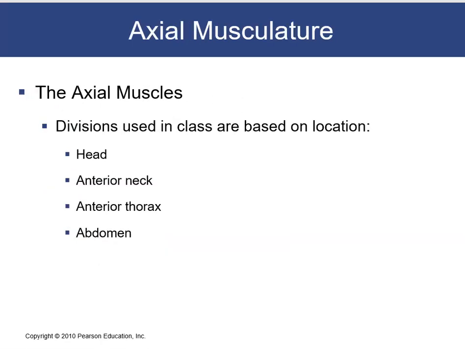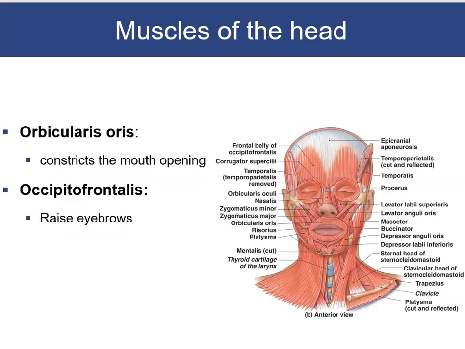So we're going to start with the axial muscles. And the division of the axial muscles are based on location. There are muscles of the head, anterior neck, anterior thorax, and the abdomen. Looking first at some of the muscles of the head, we have the orbicularis oris right here. This constricts the opening of the mouth. It is nicknamed the kissing muscle. The occipital frontalis, right along here, when this muscle contracts, it raises the eyebrows.